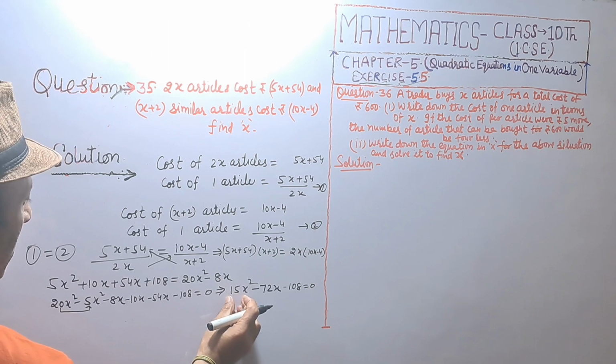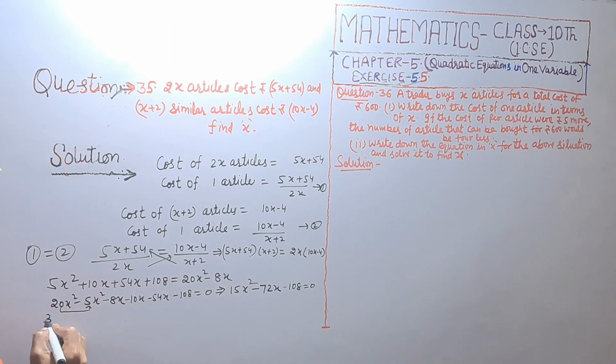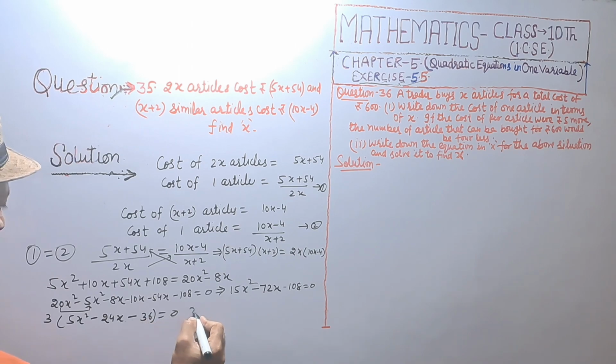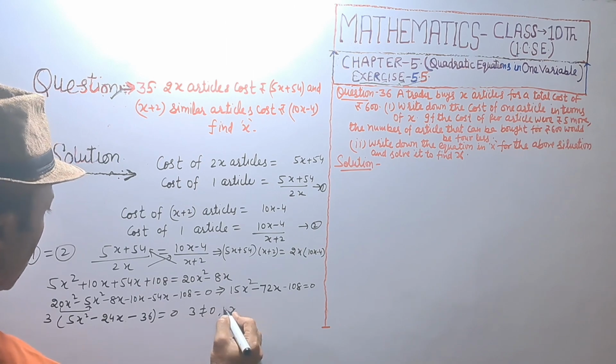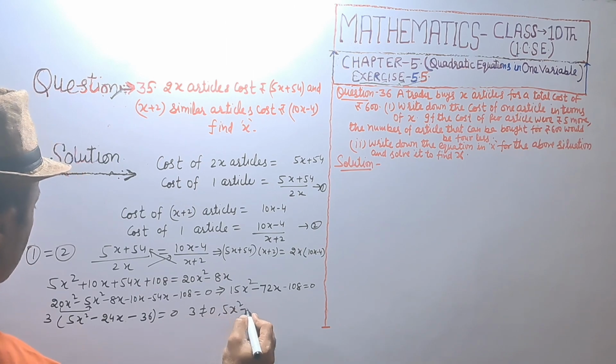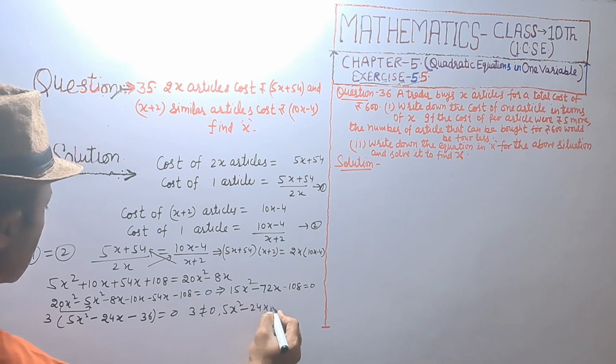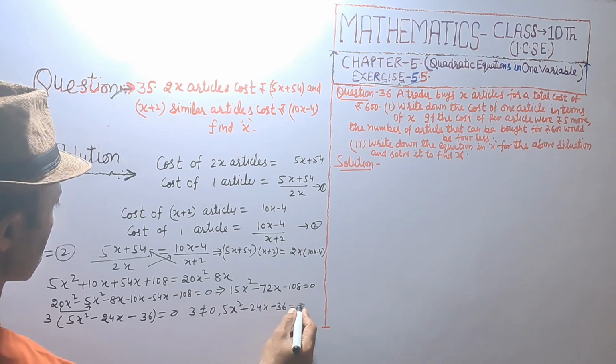We are taking common 3. Equation will be 5x square minus 3 2 are 6, 3 4 are 12x minus 3 3 are 9, 3 6 are 18 equal to 0. 3 is not equal to 0, so 5x square minus 24x minus 36 equal to 0.